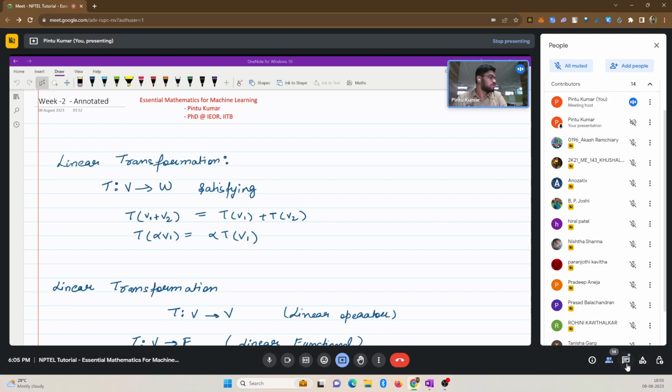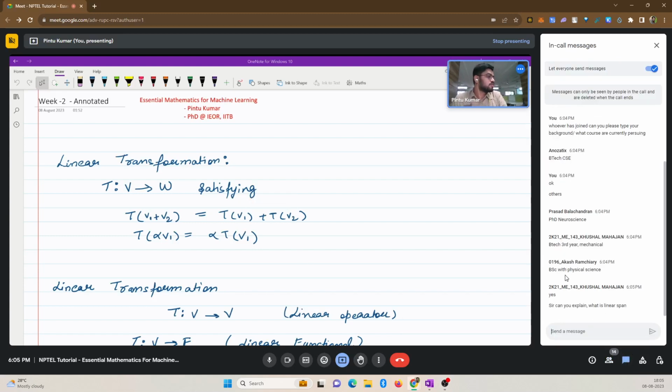Okay, so you want to know about linear span. Before beginning linear transformation, I'll go towards linear span.